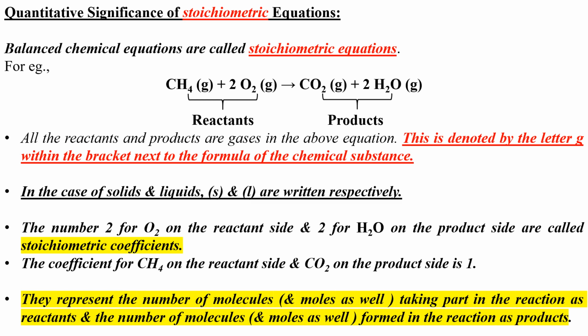You may also consider this equation in terms of moles. If you consider this equation in terms of moles, how will you represent it? 1 mole of methane reacts with 2 moles of oxygen to produce 1 mole of carbon dioxide and 2 moles of water. Clear? So, the stoichiometric coefficient tells us either about the number of molecules of reactants and products involved in the chemical reaction, or about the number of moles of reactants and products involved in a chemical reaction.